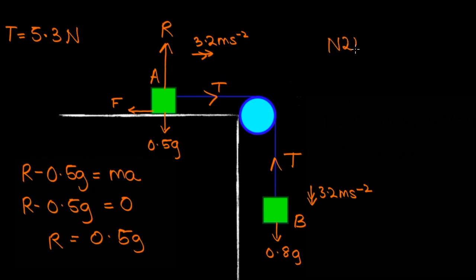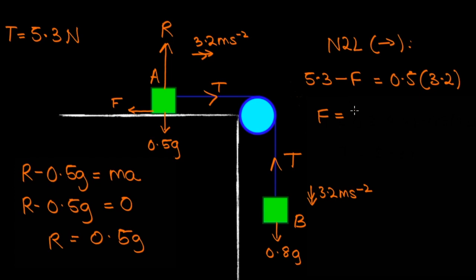So Newton's second law horizontally on A. Pulling A to the right, we have a force of T, which is 5.3 newtons. And opposing it, we have the force of friction. That's the sum of the horizontal forces, and that's equal to ma. The mass is 0.5 kilograms and the acceleration is 3.2. Rearranging for friction is going to give us a value of 3.7 newtons.